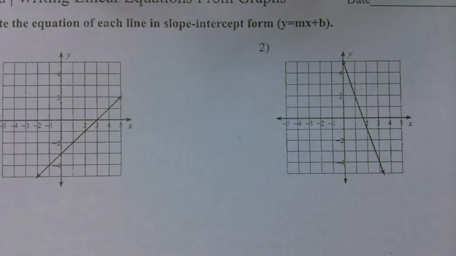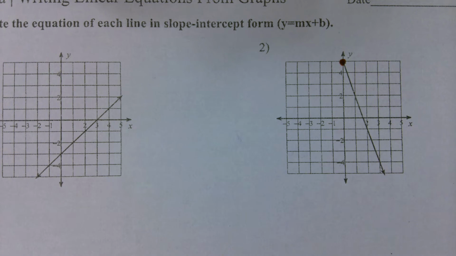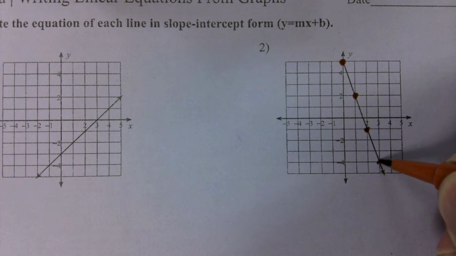our y-intercept is going to be where? Where's our y-intercept in number two? Five. Up at five, right? Way up here at the top. Oh, and then looks like we got another point right here. There's a point right there, and there's a point right there.